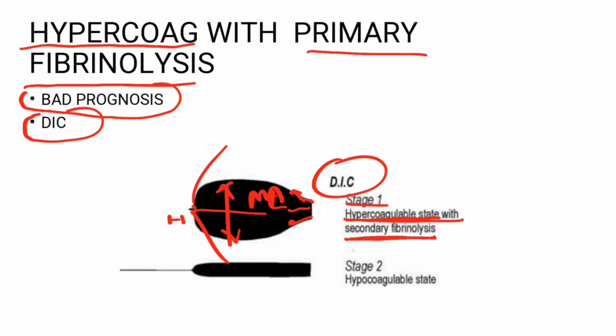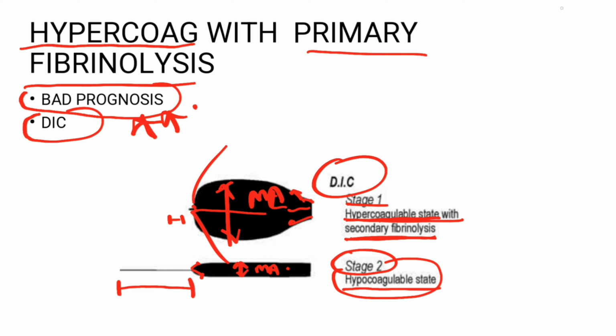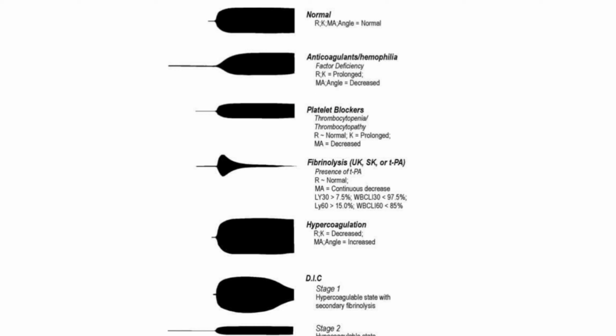And in stage 2, clotting factor deficiency is there, consumption coagulopathy is going on. So you will see hypocoagulable state. Here you'll find the R getting prolonged, the K is becoming a bit shorter, and the MA is really decreased in this case. So this indicates hypocoagulable state. The prognosis is really bad in this case. You can take a screenshot if you want. This is the summary of what we have just discussed.